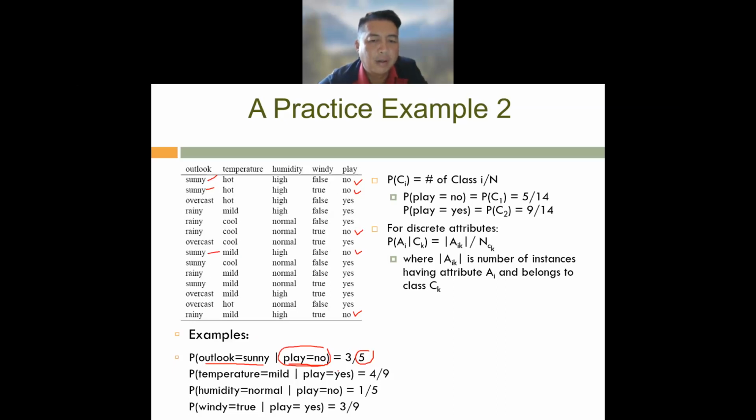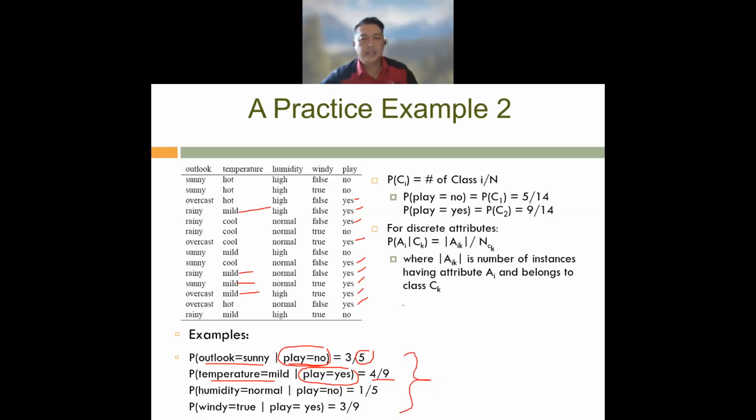Okay, if we have another example here, play yes. So for play yes, we have how many yes? 9, right? So for the 9 yeses, we are looking at the temperature is mild. Temperature is mild: 1, 2, 3, 4. So only 4. So 4 over 9. The rest are the same.